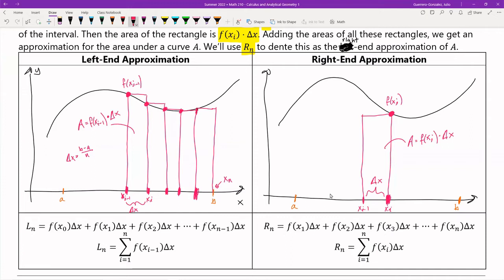And again, the idea here now is we are going to create multiple boxes, but they're all going to be defined by the right endpoint.